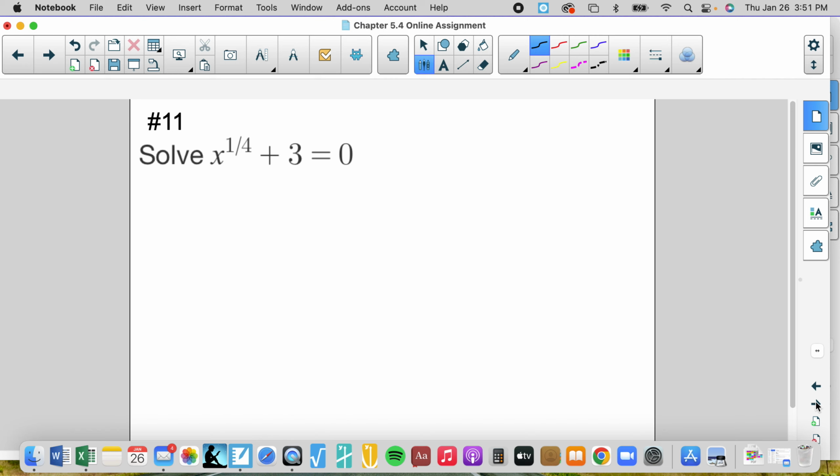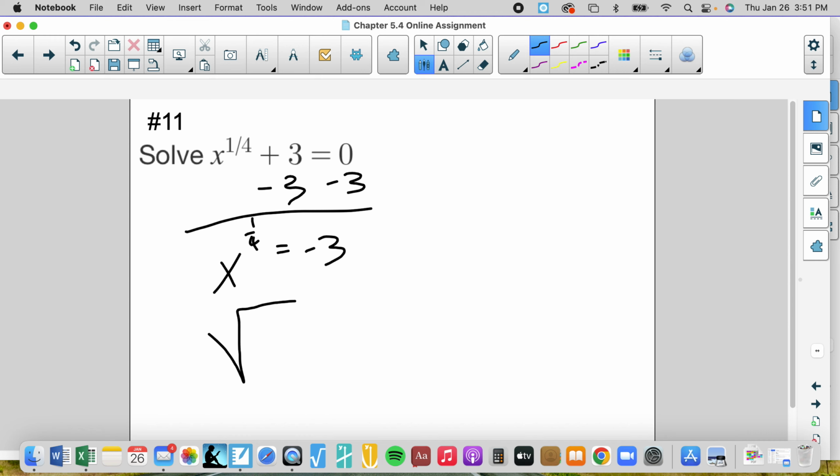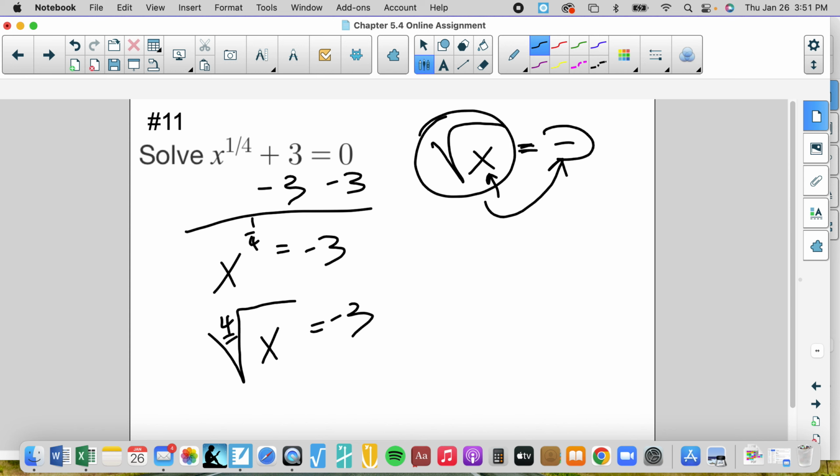All right, let's subtract 3 from both sides. We get x to the 1/4 equals negative 3. I'm going to convert that to the 4th root of x equals negative 3. Now, any even root: if we have the square root of something equaling a negative number, no number is ever going to pop out that is negative. You can't take the square root of something and have it be equal to a negative number.